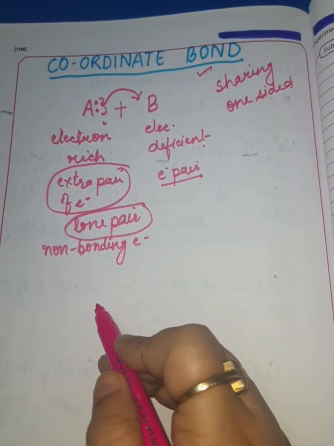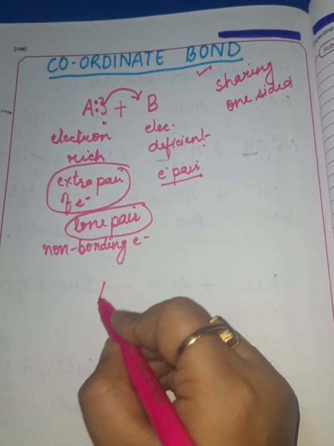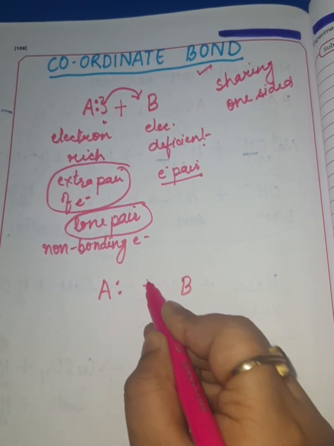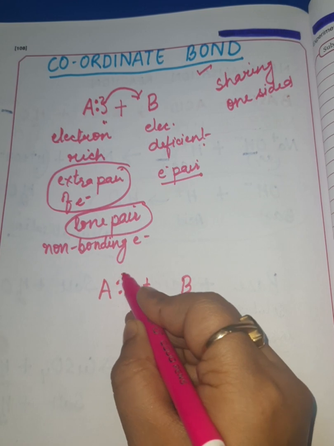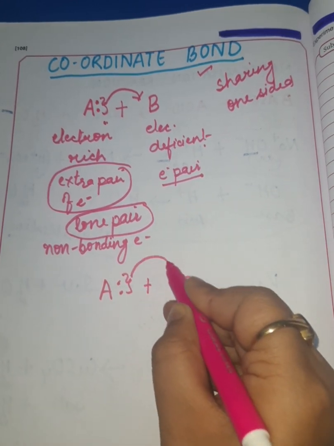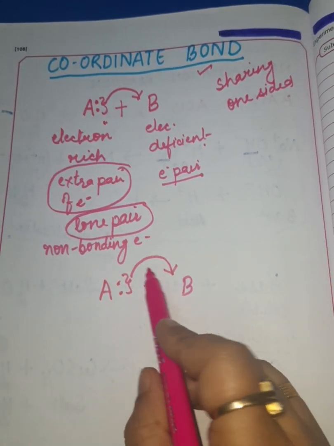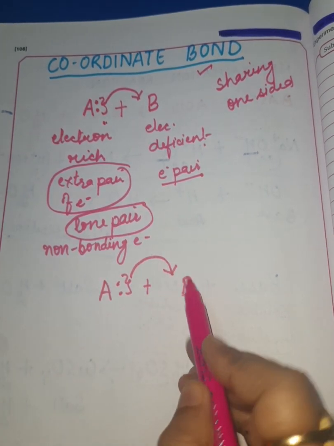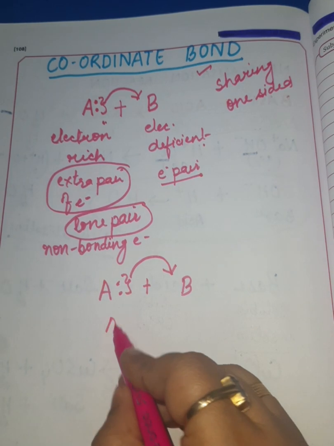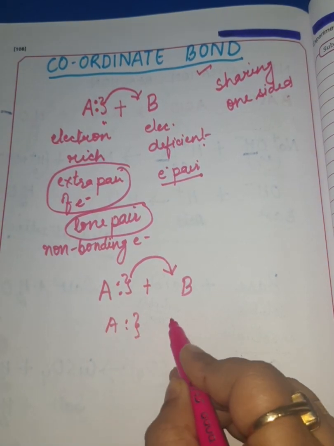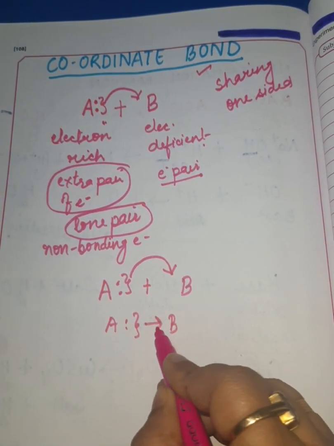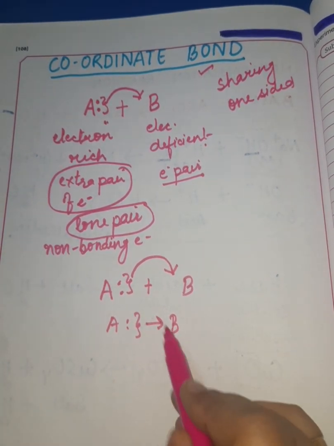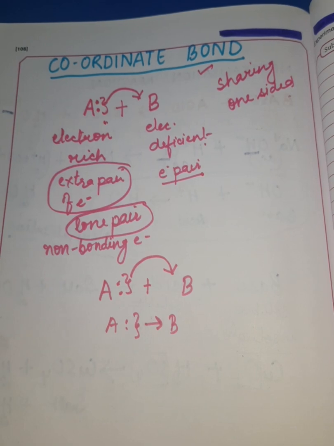This sharing we always express the way I have written here. Once again, I'll show the sharing of the electrons between A and B. A has this lone pair, and B is going to combine with A. This sharing is shown by the curved arrow, where the arrow is pointing towards B. This shows the coordinate bond. We can also show the sharing with a straight arrow as well. The lone pair is given to B. So the bond so formed is called a coordinate bond.